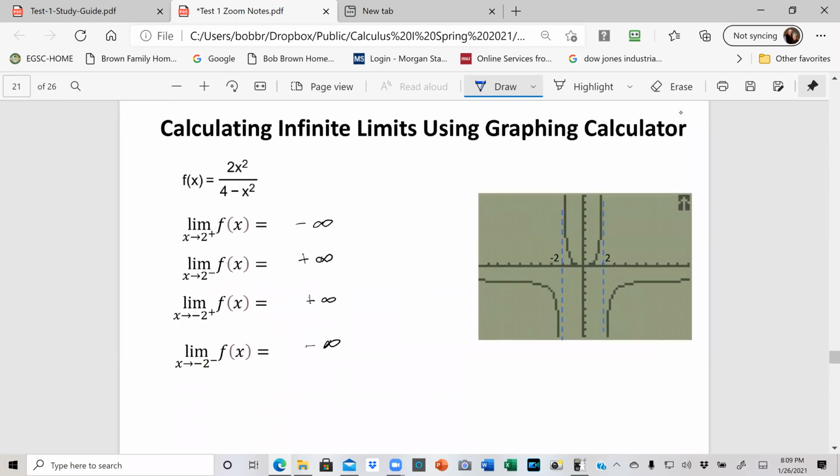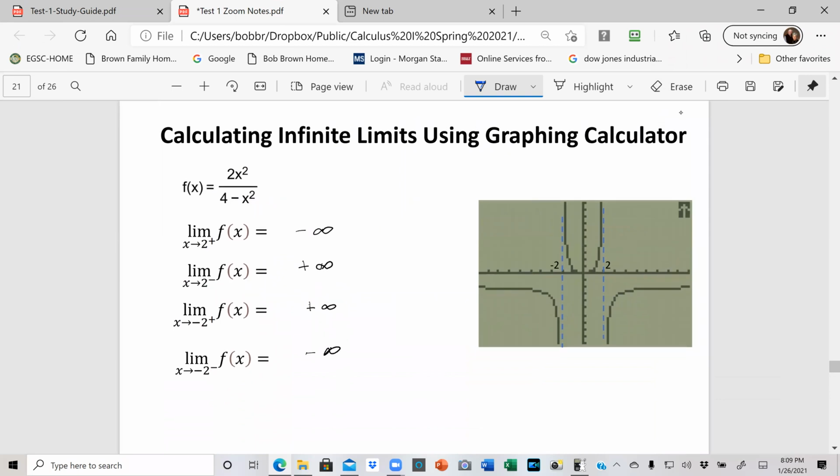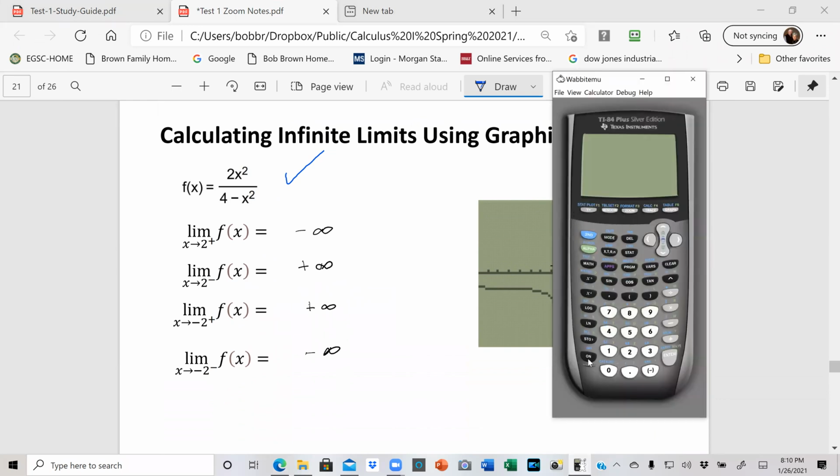Now, calculating infinite limits using a graphing calculator. This is a rational function. You graph it on your calculator. Does everybody know how to put this in your calculator? What you see on the right here is the graph. I'm going to bring the calculator up. There will be graphing some rational functions and interpreting them. I'm going to put 2x squared divided by, remember the parentheses now, minus x squared.